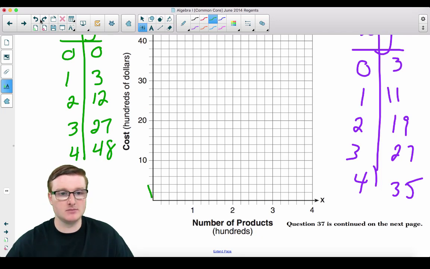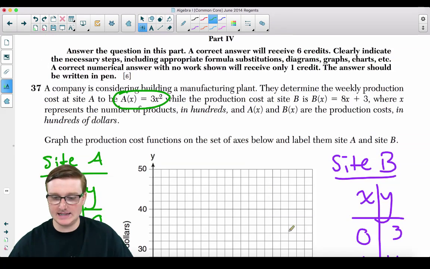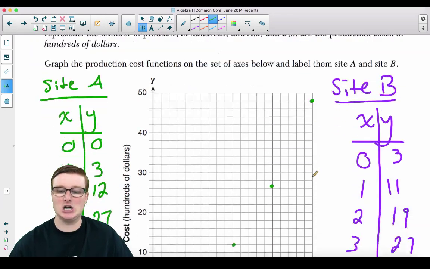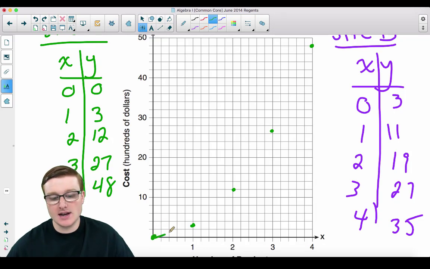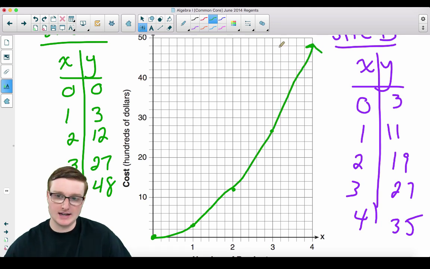So it starts at 0, 0, goes to 1, 3, then it goes to 2, 12, then it goes to 3, 27, and then 4, 48. Alrighty. So now I just connect these points. I cannot connect these for my life. That is so ugly, but that'll do. All right, so that is A of x.